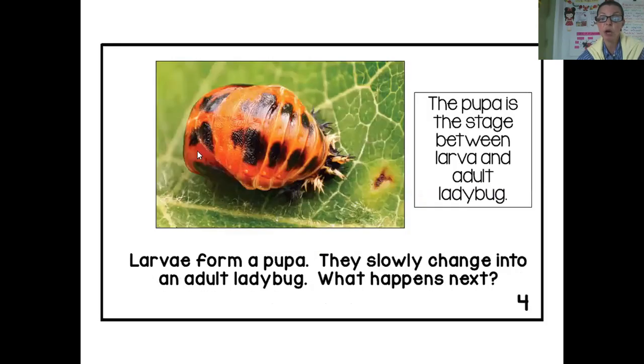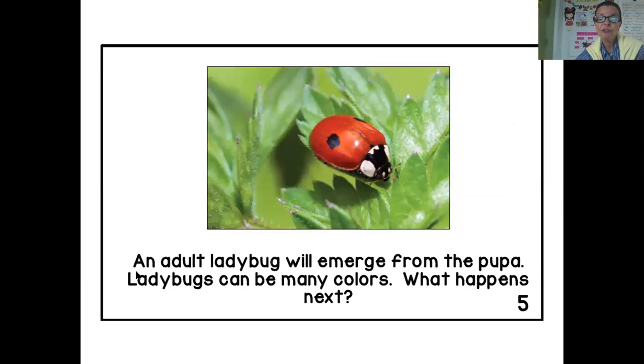And then the next part, the larva forms a pupa, and this pupa cements itself. That means it attaches itself to a leaf. And then slowly inside there, in about a week, it's growing and changing inside of that pupa, and eventually it changes into an adult ladybug. And so it says the pupa is the stage between the larva and the adult ladybug. What happens next? Finally, an adult ladybug will emerge from the pupa.